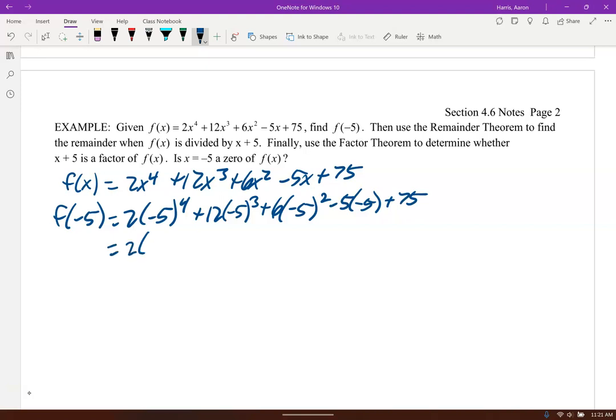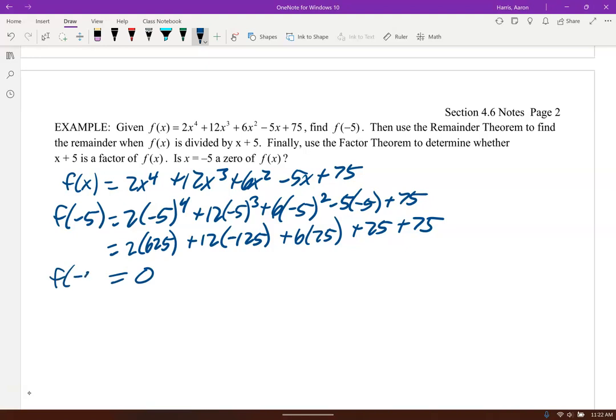Let's see, that's 625, minus 125, and that ends up being 0. So f of -5 equals 0. In other words, the remainder is 0, which also means that you have the point -5, 0.